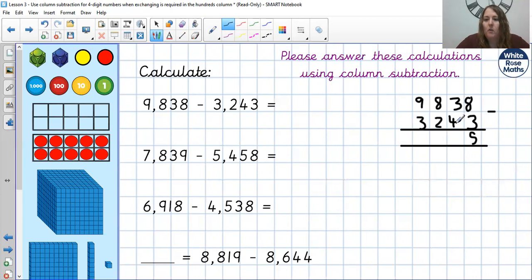3 take away 4 I cannot do, so I need to exchange. I'm going to cross out my 8 and leave my 7, pop the 1 in the tens column, and now 13 take away 4 is 9. 7 take away 2 is 5, and 9 take away 3 is 6. So if you had the answer 6,595, please give yourself a tick.